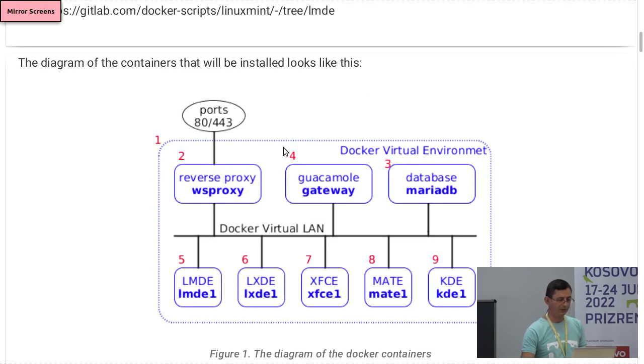So, the diagram of the containers that will be installed looks like this. We have a Docker virtual environment, and we have a Docker virtual LAN. In this LAN, we will install the containers with different desktops. And in order to access these desktops, we'll use Guacamole with the RDP protocol. Guacamole is a web-based tool which can be accessed from a browser. And so in order to access Guacamole, I also need to install a reverse proxy container. And Guacamole also needs a database, so I'm going to install also a MariaDB database. And I forgot to mention that we need to install also Docker and Docker scripts.